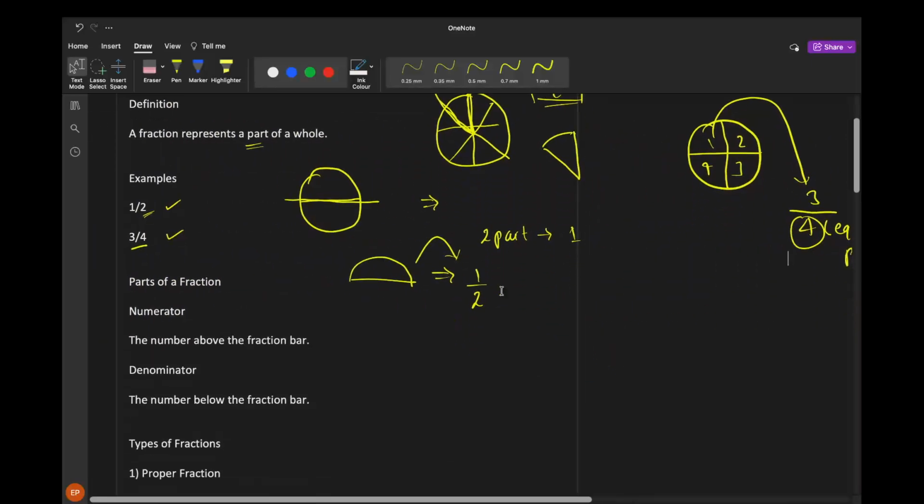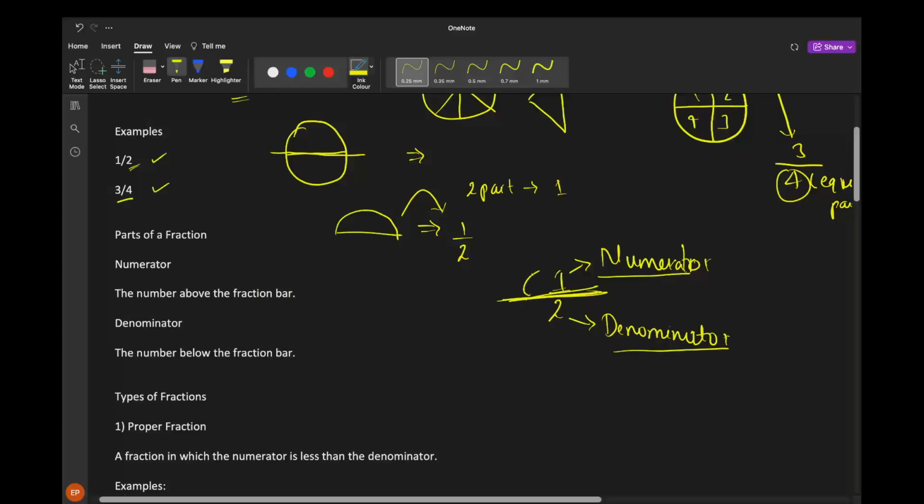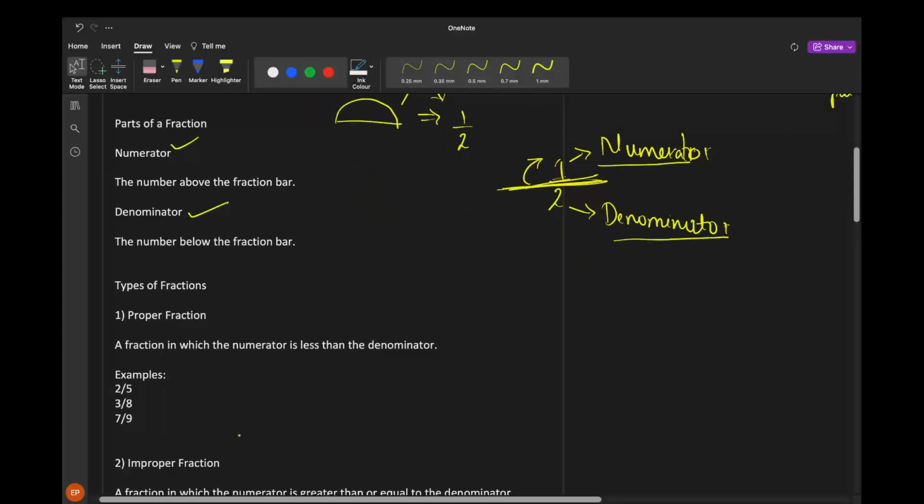Okay. Now the parts of a fraction. If I write 1 by 2, the upper part is called the numerator, and the below part is called the denominator. Two numbers will be written, right? The number above the fraction bar is called the numerator, and the one below is called the denominator. And now comes the types of fractions.